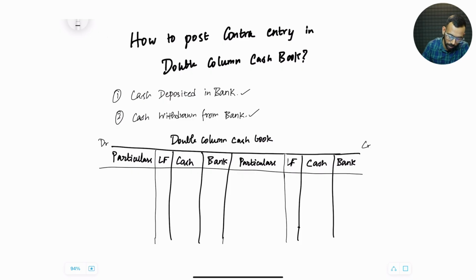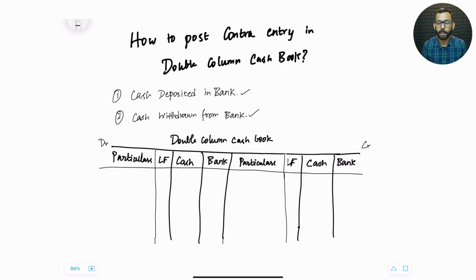Here I have given the format of double column cash book. This is your receipt side, debit side is receipt side and credit side is payment side. Now you have cash and you have bank. You have a separate column for cash and bank on both the sides, and then you have a column for the ledger folio. First you have to understand how to write when cash is deposited in bank.